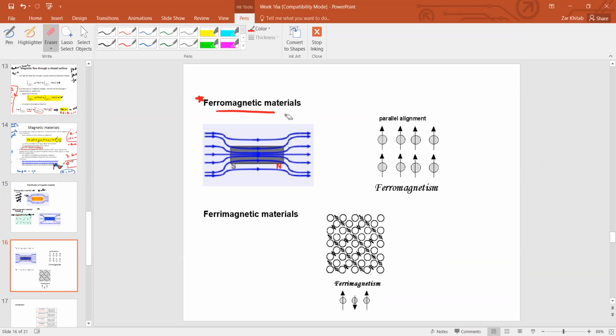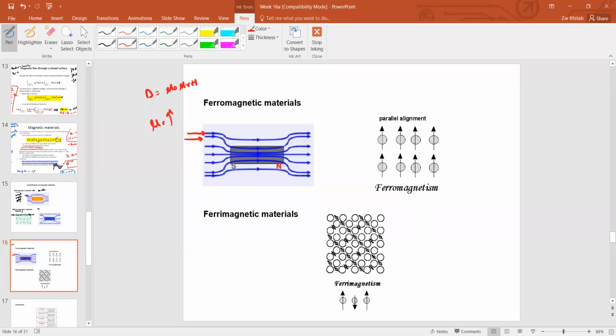So the mu r is very high for these materials, right? B equals mu naught mu r H. Mu r for these materials is very high. Mu r is very high for ferromagnetic materials, because why? Because if you apply external magnetic fields through them, the material will collect those magnetic lines of force and will provide maximum space for those magnetic lines of force.